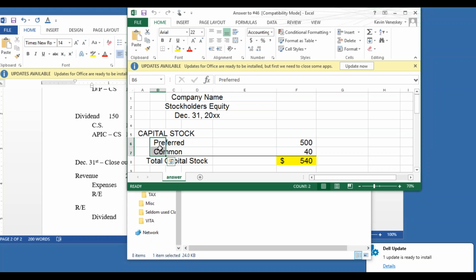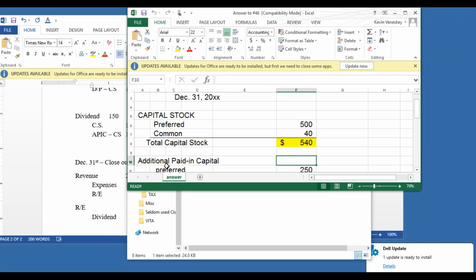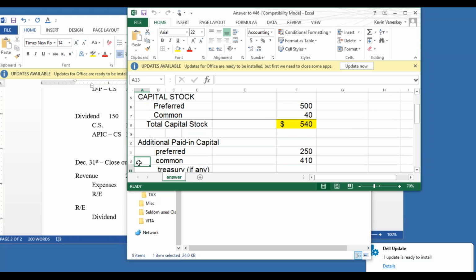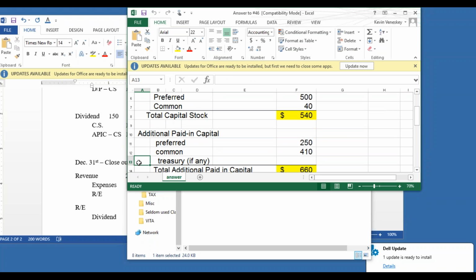Both of these types of stock, think of it like current assets. This is your heading. So we have these types of items in our capital stock heading. Just like how we would total current assets, we're going to total our capital stock at this point. The next heading, like our long-term assets, would be additional paid-in capital. And then we're going to look at each one of those T accounts.